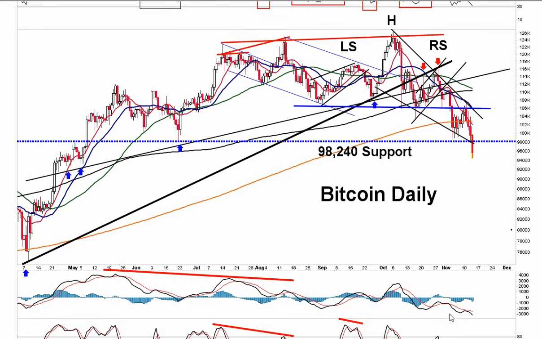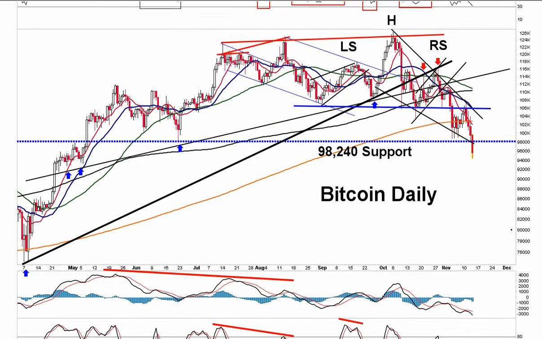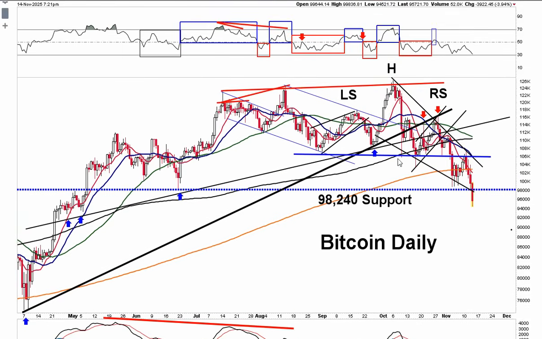Here's the histogram. You can see the histogram is forming a divergence. So we'll see what happens. And down here on the RSI, we're at extreme. So again, you're probably going to see some kind of bounce here. And then the question is, do we get back above 107,000? Do we have a leading diagonal once we get some kind of bottom? Do we get a leading diagonal?